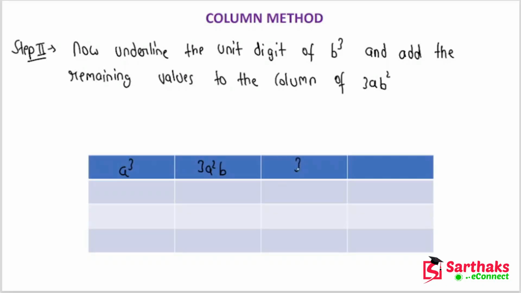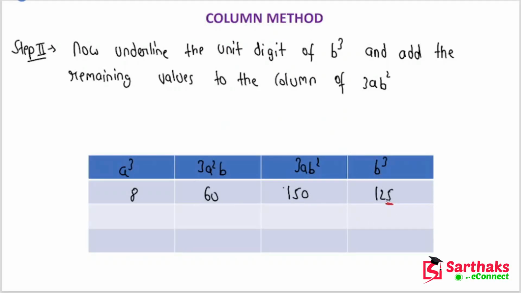3a square b, 3ab square and b cube. Here we had 8, here we had 60, here we had 150, and here we had 125. So now what this method simply says is, underline the unit digit in b cube. So the unit digit in b cube is 5, so we have underlined it.